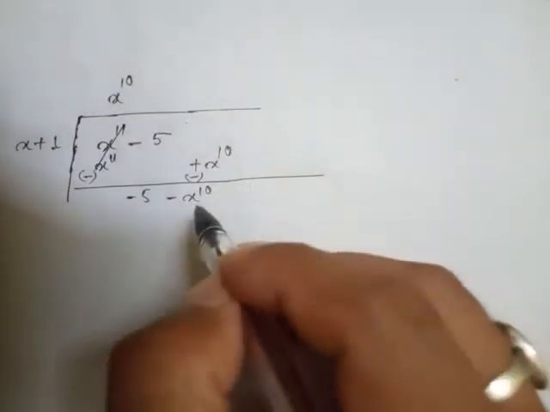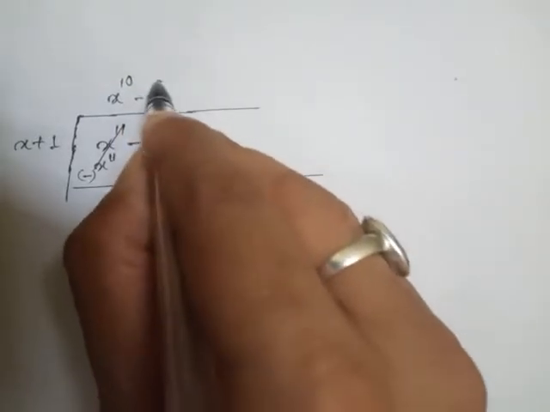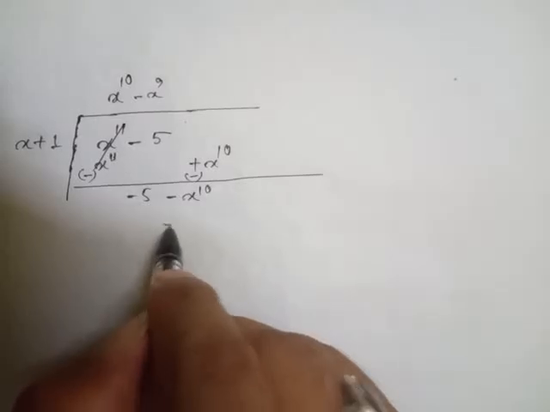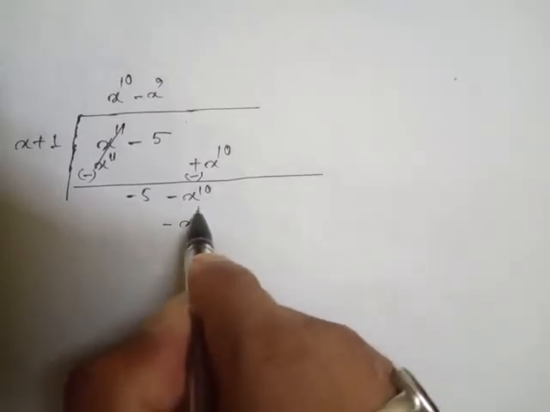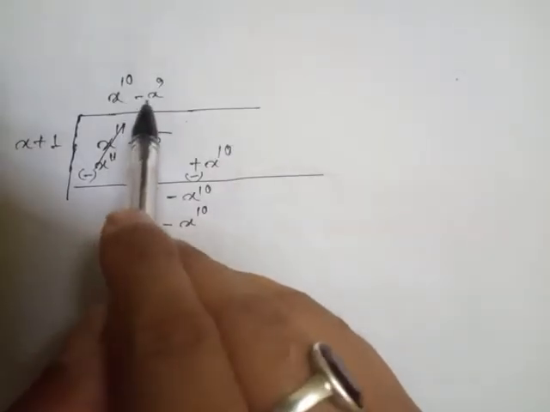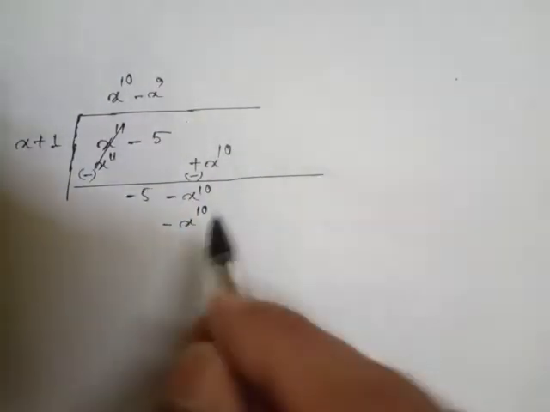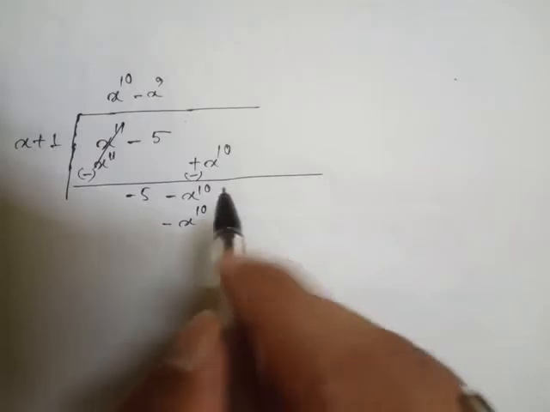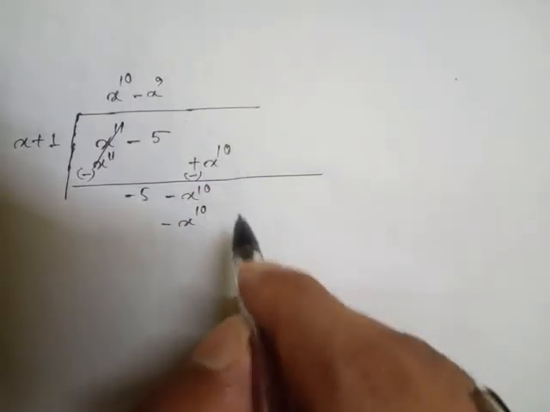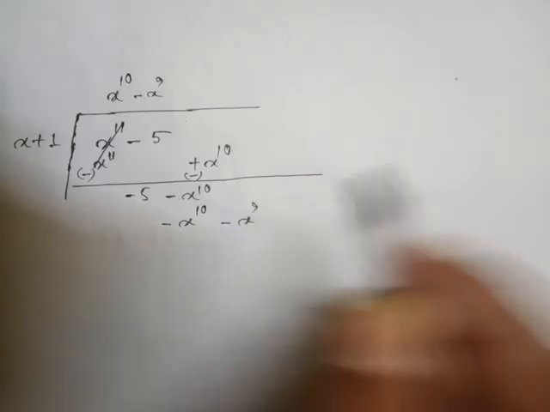Now look, student, here we have x to the power 10, so the next value would be minus x to the power 9. Minus x to the power 9 into x becomes minus x to the power 10. I repeat again, if I write minus x to the power 9 into x, it becomes minus x to the power 10, and there are no such terms containing x to the power 9, so we'll write here minus x to the power 9.